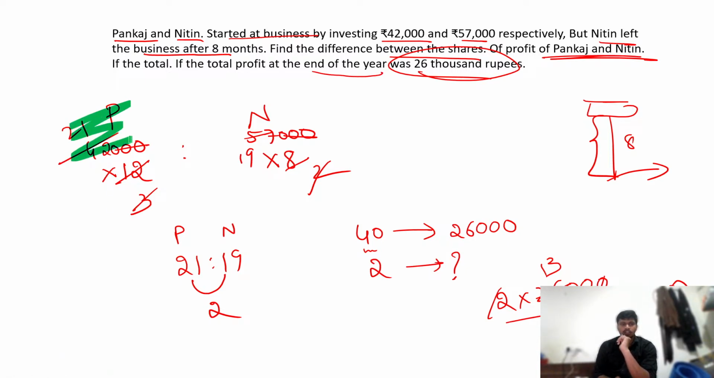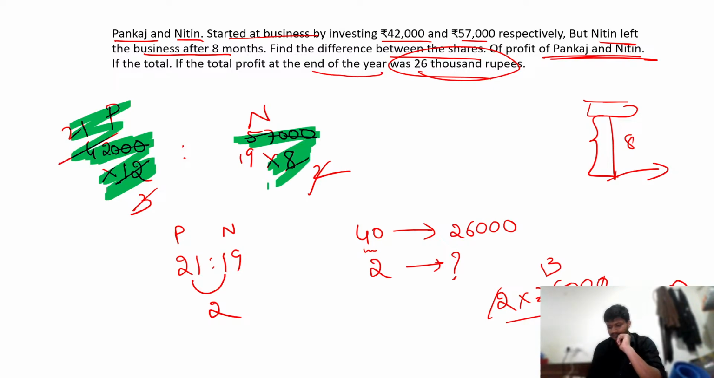They are investing 42,000 and 57,000. And according to our problem, there are no changes in their investments later on. That's why I'm taking Pankaj directly for 12 months. But there is some change in Nitin after 8 months. That's why I'm multiplying this value with 8.